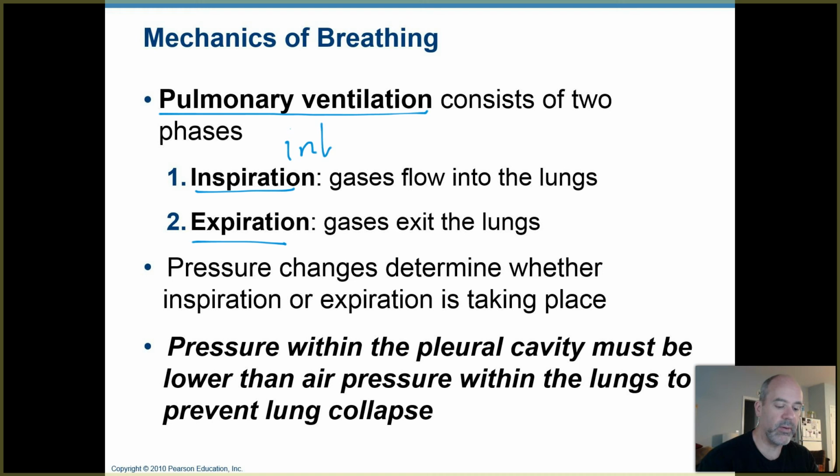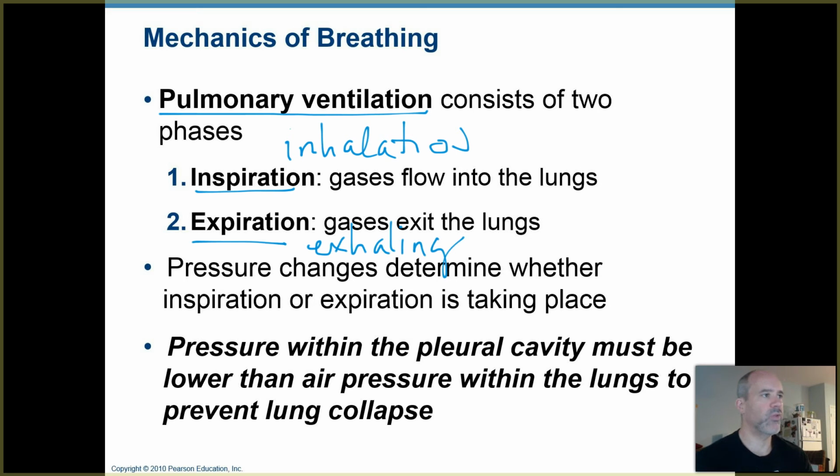Inspiration is another term for inhalation. Expiration is another term for exhaling. So during inspiration, gases are flowing into the lungs, and during expiration, gases are exiting the lungs. And so what makes that happen? Well, it all revolves around pressure changes.